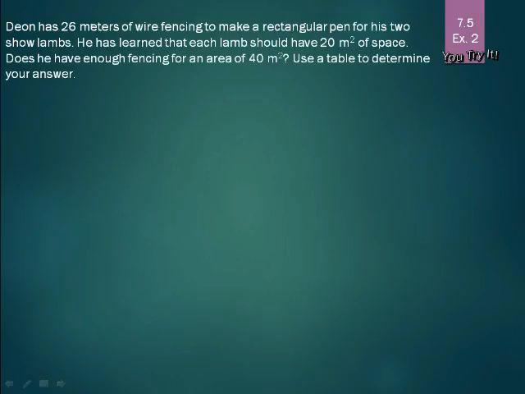Okay, so using what we have, we know that he has 26 meters of wire fencing. And if he has a rectangular pen, then that basically just means the fencing would be the perimeter. Adding up the width each side and then the length each side, that will equal 26. So we could say 2L plus 2W equals 26. And then we also want to know, will the length times the width, or the area, equal 40?